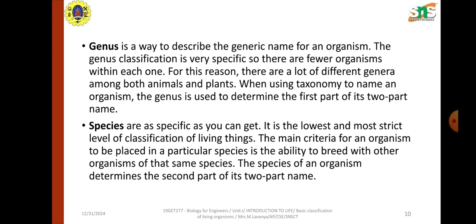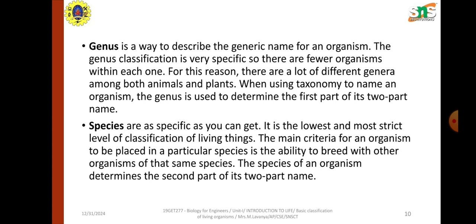This classification is very specific, so there are fewer organisms within each one. For this reason, there are a lot of different genera among both animals and plants. When using taxonomy to name an organism, the genus is used to determine the first part of its two-part name. There is a specific name in which the first part is the genus name. Then the second part consists of the species name.